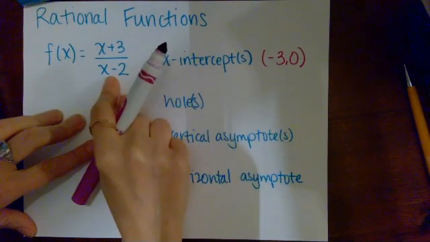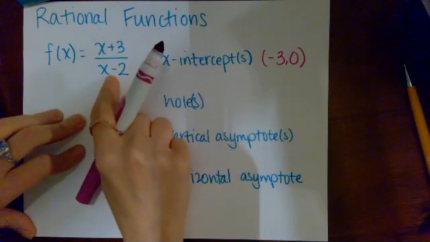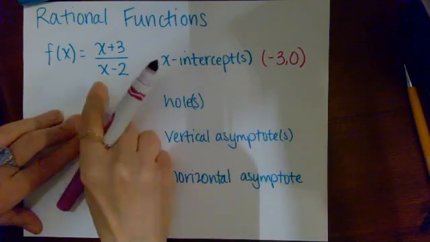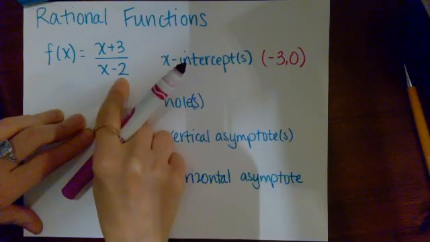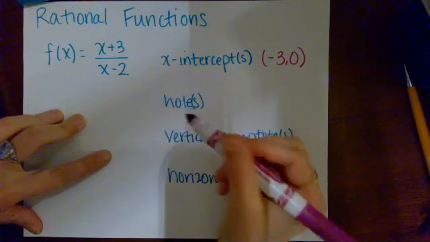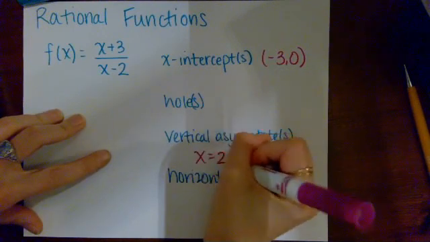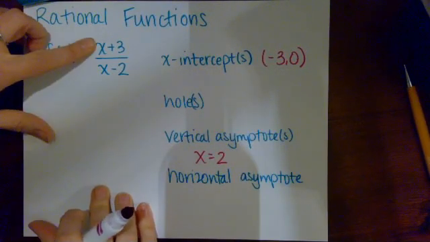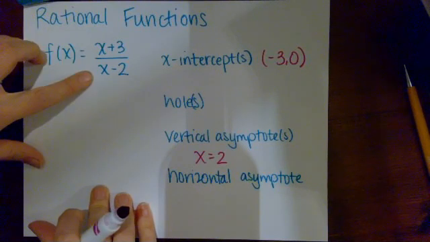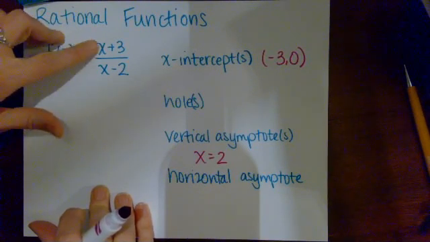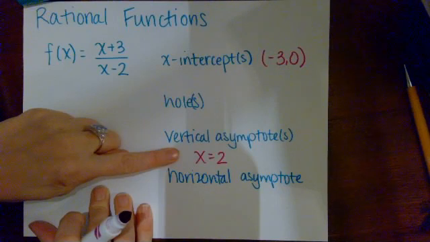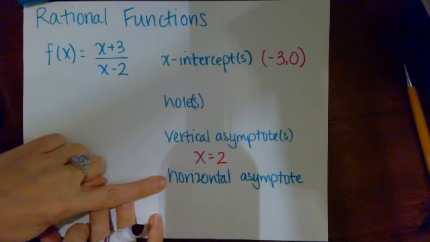This function is not going to have any holes because it doesn't have any factors that are going to divide to 1. The vertical asymptote is any value of x that causes the denominator to equal 0. In this case, 2. If x were to equal 2, this function would be undefined, since no matter what the numerator is, we'd be trying to divide by 0. And again, since it's not 0 over 0, which would make a hole, it's going to give us a vertical asymptote.